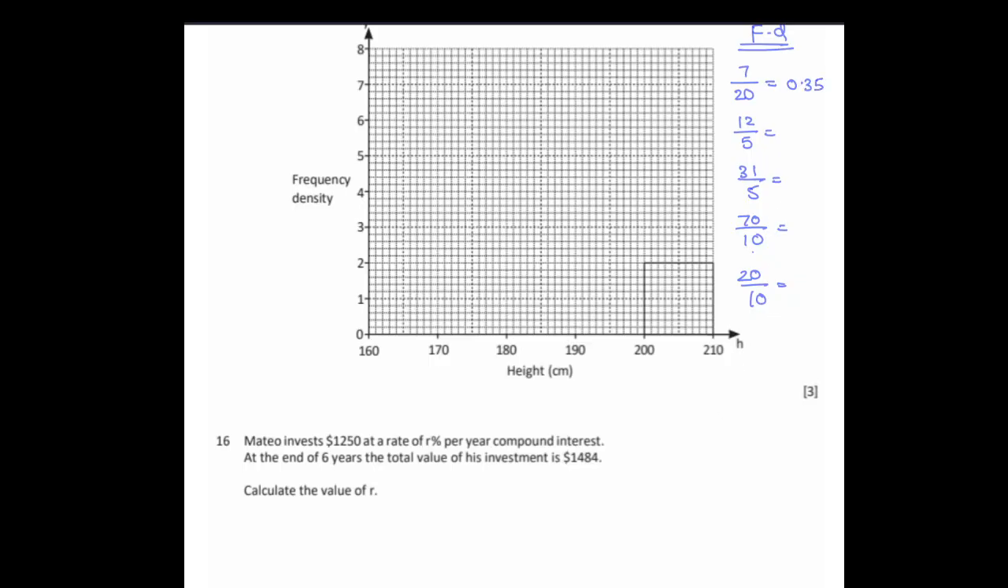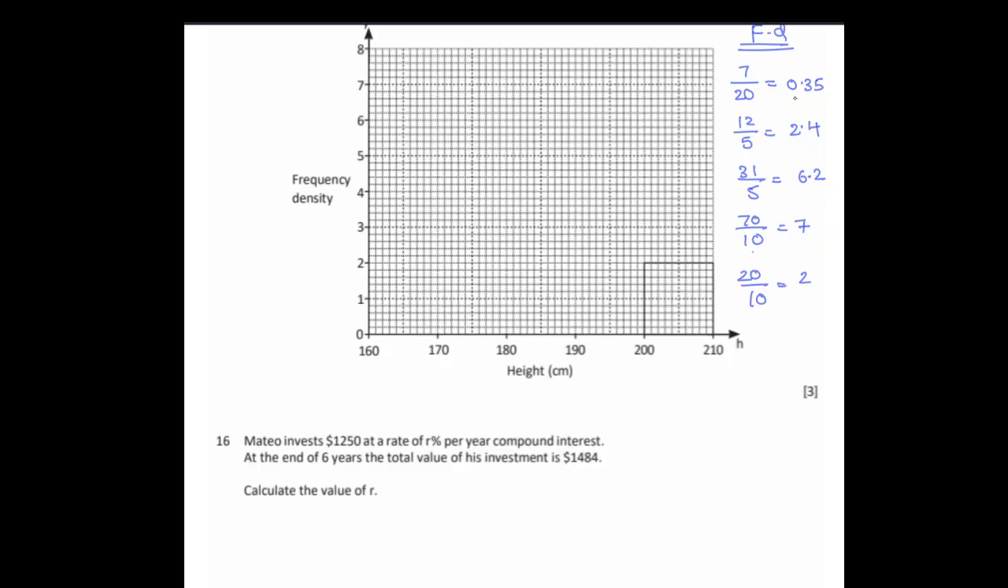12 by 5 is 12 divided by 5, 2.4. Next, 31 divided by 5, 6.2. 70 divided by 10 is 7. 20 divided by 10 is 2. So for the last class they have already drawn the bar, which is at 2. We need to complete the histogram now.